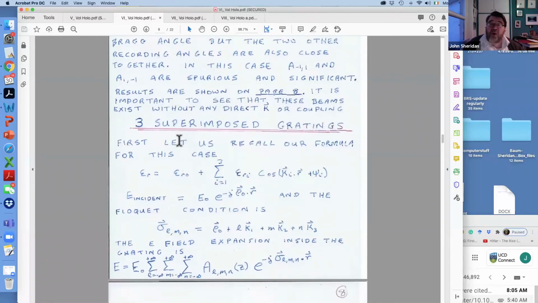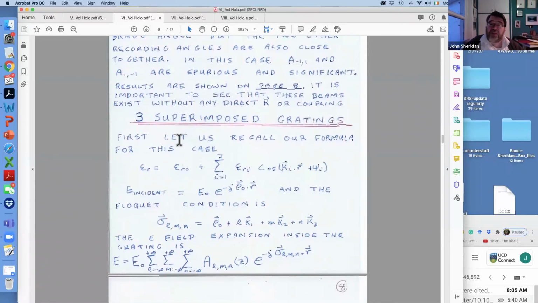It is important to see that these beams exist without any direct K coupling. There's no actual grating vector directly from our input beam or replay beam to produce power in these beams, but there is the possibility of light being in those beams.